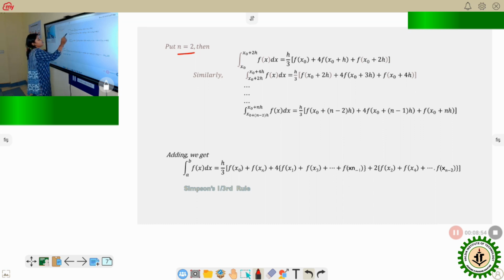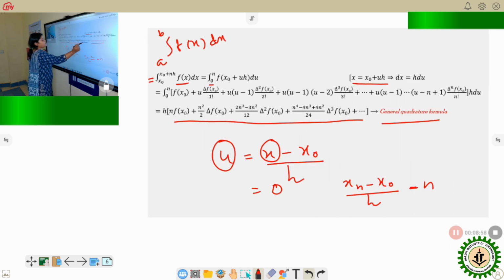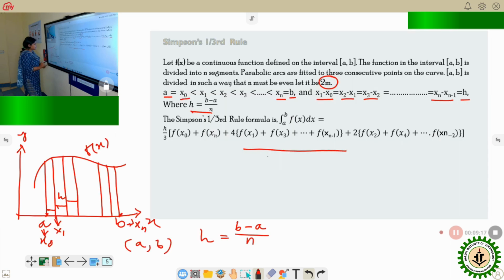So when n equal to 2, if I put it in the previous general quadrature formula, what is this? The left hand side will be x naught to x naught plus 2h, and the right hand side will be h into [2f(x naught) plus 2 square by 2 delta f(x naught) plus ...]. Now 2 subdivisions means, see the previous slide, suppose this one and this one I am taking as 2 subdivisions, right? Now in these 2 subdivisions, how many values of x are there? 3 values of x, 3 values of f(x). f(x) means y naught, y1, y2, or f(x naught), f(x1), f(x2), right?